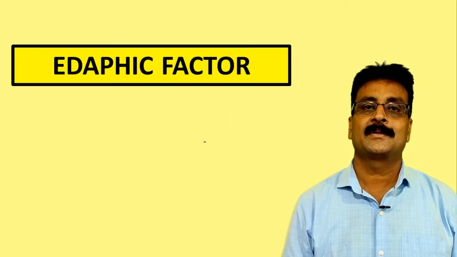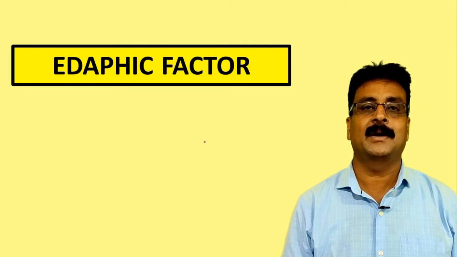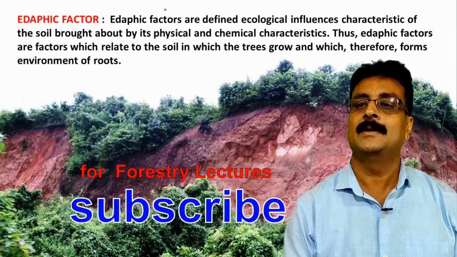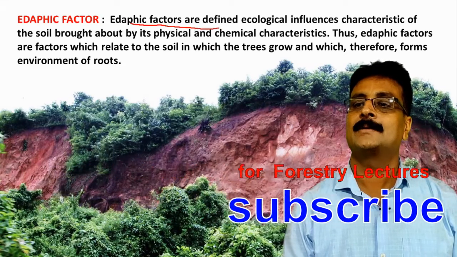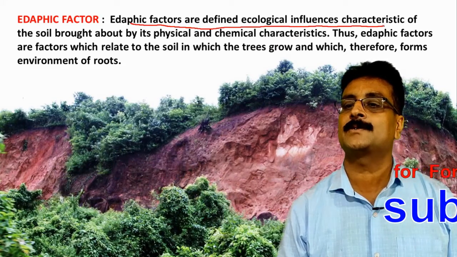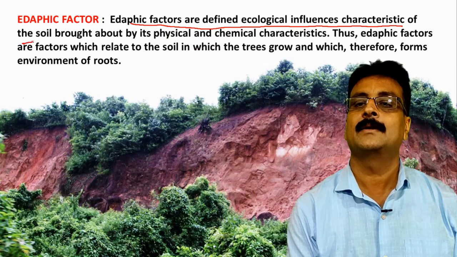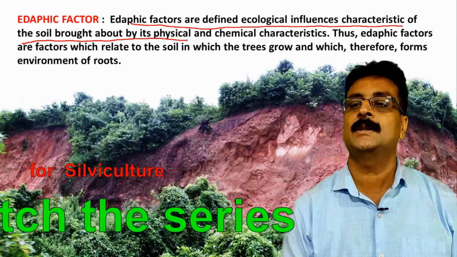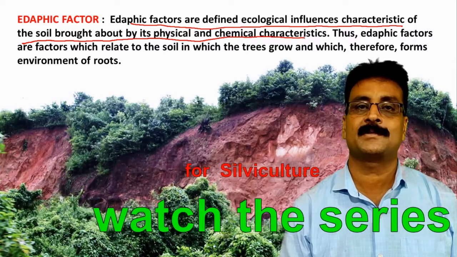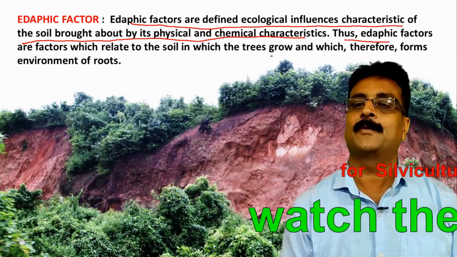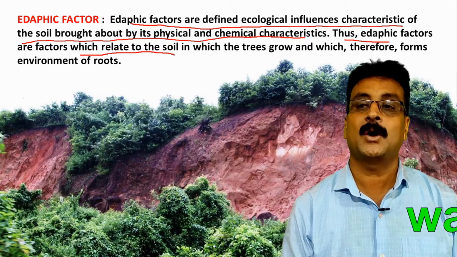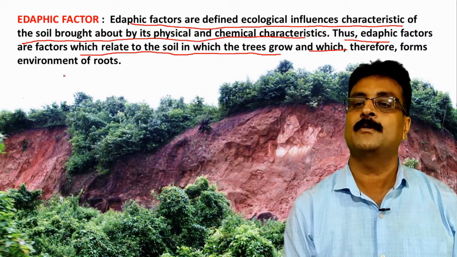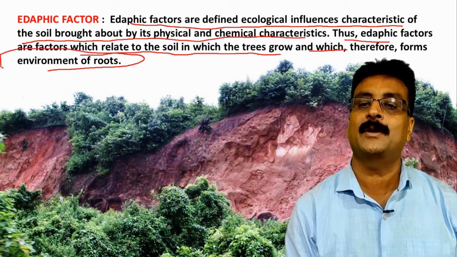In this lecture, we are going to study the edaphic factor, number 3. Edaphic factor is defined as the ecological influence of the characteristics of a soil. Edaphic means soil, brought about by its physical and chemical characteristics. Thus, the edaphic factors are related to the soil in which the tree grows and which therefore forms the environment of the root. That is very important.